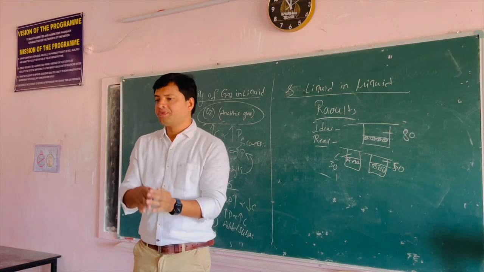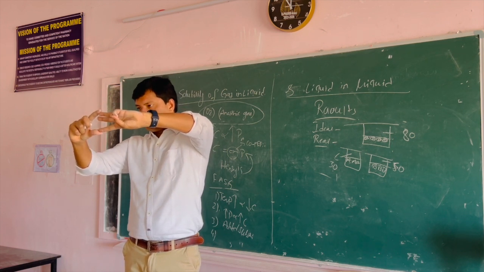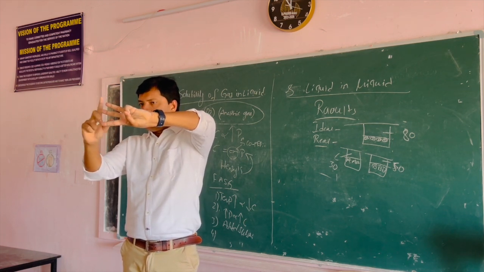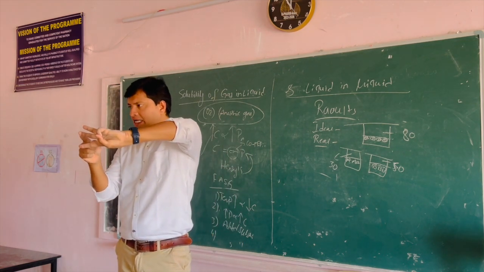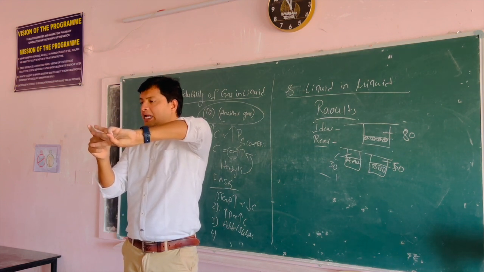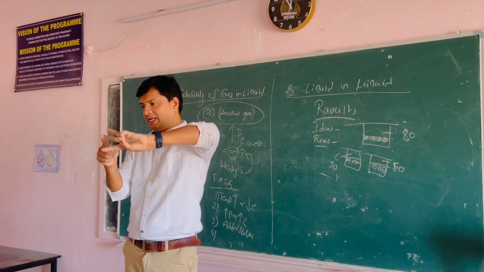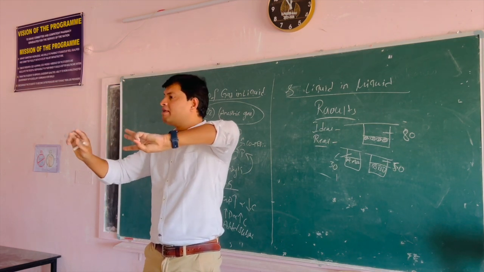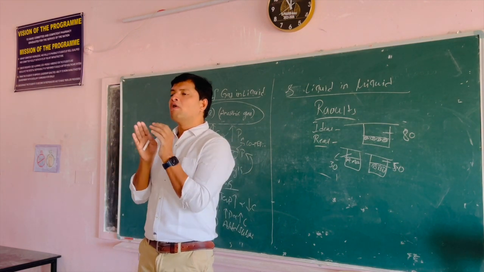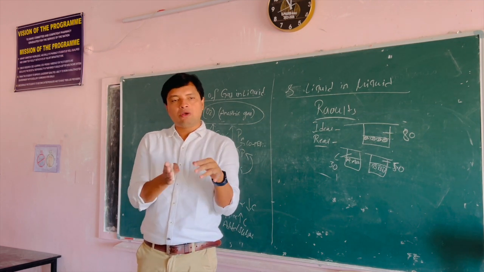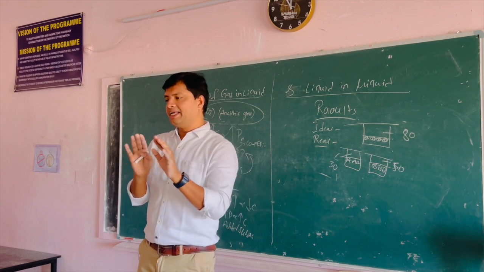According to Raoult's law, mixtures are classified into three: ideal and real. Why I am showing ideal in between is that in the real, positive deviation will have more vapor pressure than your ideal. Hence, I am showing like this. This is real. Whatever is non-ideal, it is a real solution. One is the ideal solution. What is an ideal solution? The vapor pressure of the mixture is equal to the sum of individual vapor pressures. We call it ideal mixtures.